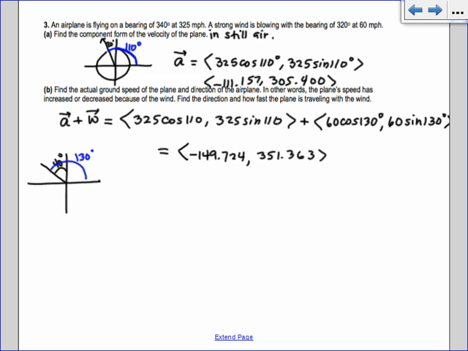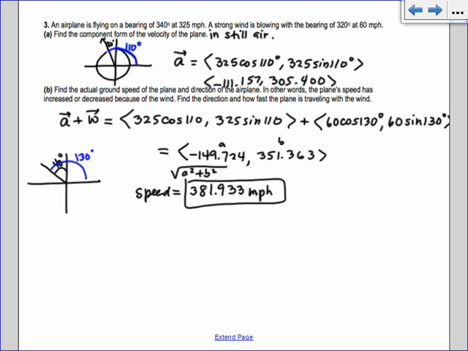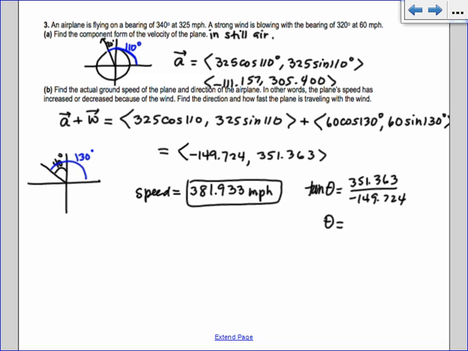All right, so that is the component form, which allows us to find the direction and the magnitude. Okay, so our magnitude is going to be our speed of the plane. So when you find that, you get 381.933 miles per hour. So I just took the square root of a squared plus b squared, if these were a and b. And then for the theta, I do tangent of theta equals 351.363 over negative 149.724. And you get theta is equal to negative 66.920, which if you think about where our component is located, it's negative and then it's positive. It should be in the second quadrant.